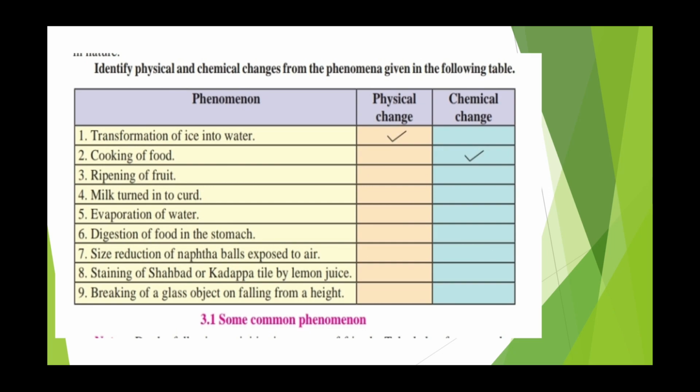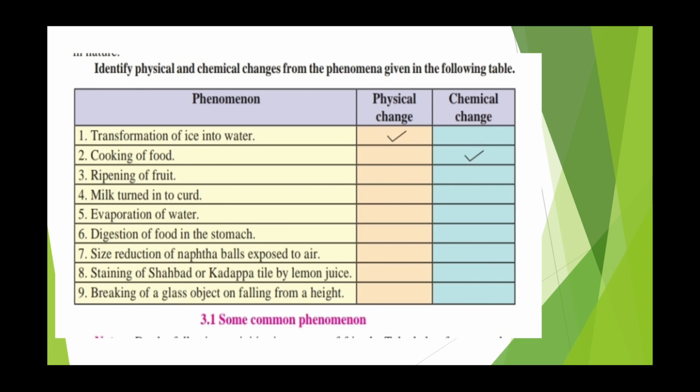Now, the ripening of fruit. What is it? Yes, it is also a chemical change, as here enzymes are changed in this process. Now the milk turning into curd. Again a chemical change. The next is digestion of food.